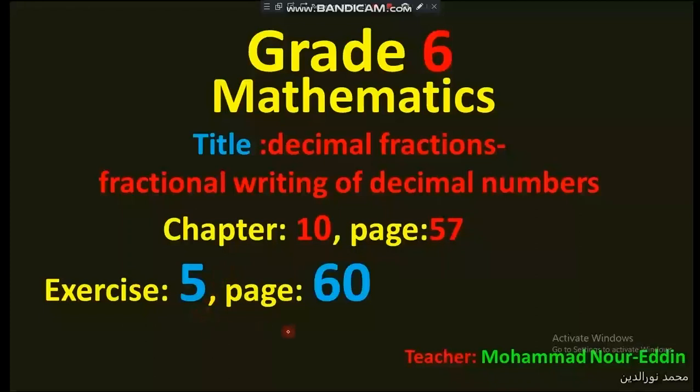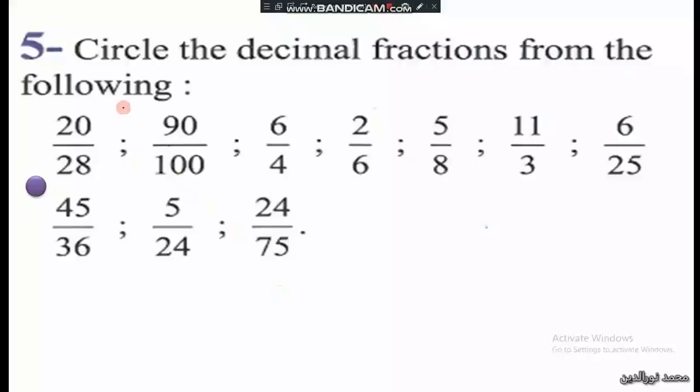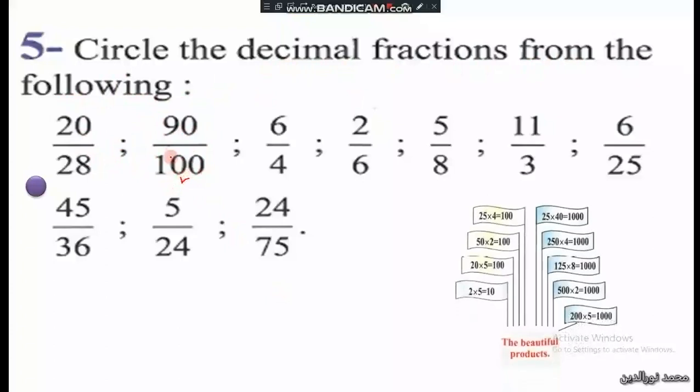Problem 5 on page 60. Circle the decimal fractions from the following fractions. So we will do first the clear ones. Here we have 90 over 100. Yes, it's a power of 10, so it's a decimal fraction.